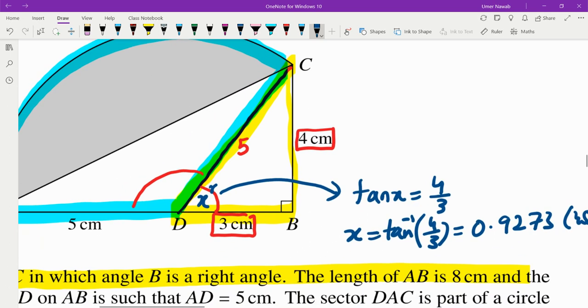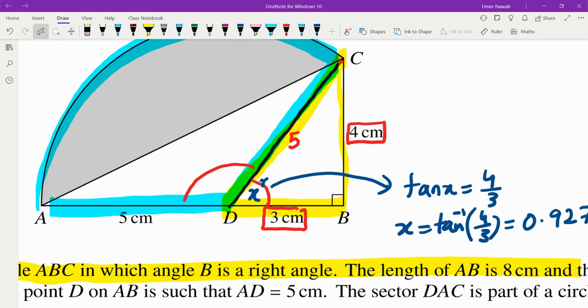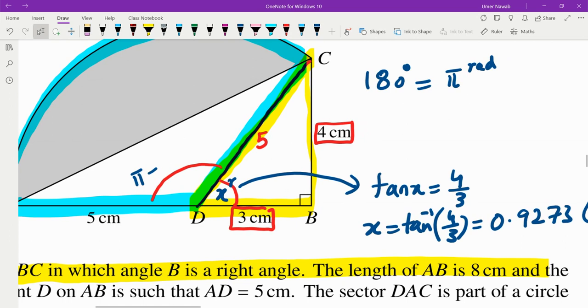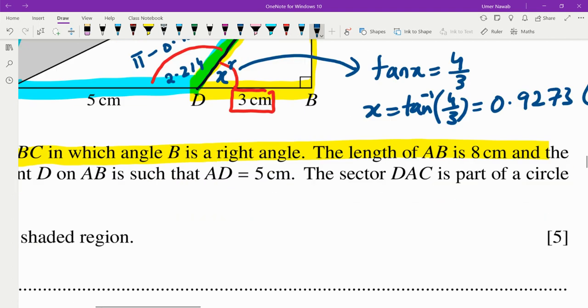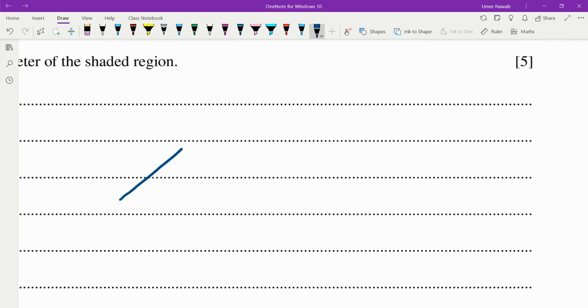It's better to write it to 4 SF so that it doesn't affect your final answer. Guys, you remember in degrees it is 180, but in radians it is pi. So the total is pi. From pi I will subtract this angle, 0.9273. When I subtract it, I will get 2.214.